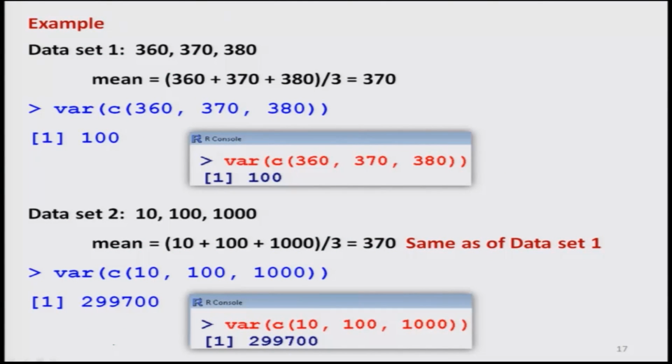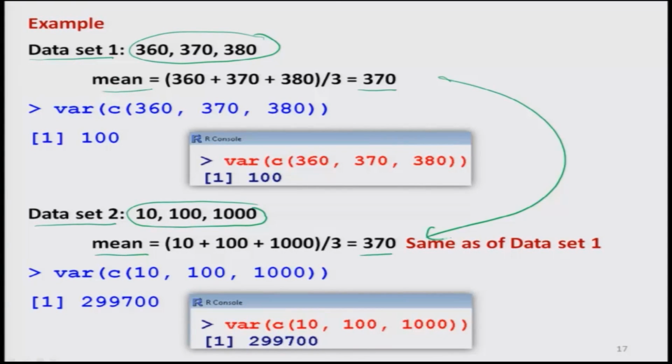Now we consider the earlier example where I had considered two data sets, data set 1 and data set 2. Data set 1 has values 360, 370, 380 which are very close, and data set 2 has values 10, 100 and 1000 which are quite far away from each other. Then I tried to find the mean of data set 1, which comes out to be 370, and the mean of data set 2 also comes out to be 370, and both these values are the same. Then the question was, what is the difference between the two data sets, or how to discriminate between them.